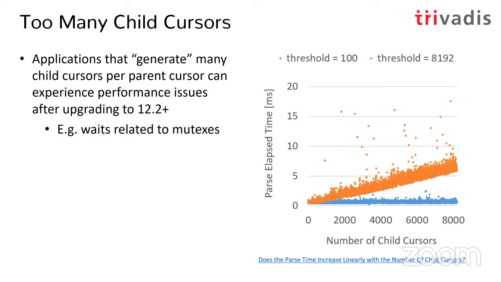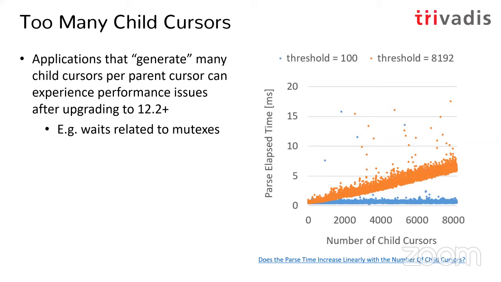Okay, because if you are parsing a cursor, I mean, adding a new child to a parent, you must have basically a shared lock, if you want, with a mutex on the parent, because of course it cannot disappear while you are adding it. Okay, so be careful. A lot of child cursors in one parent can be a problem.